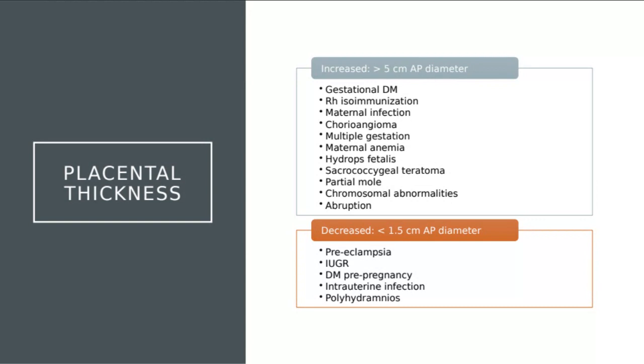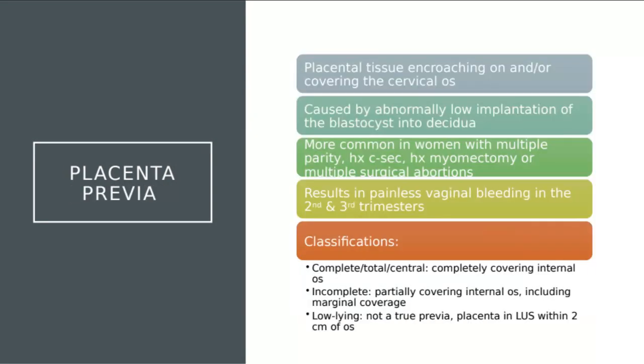If we have a really thin placenta, we need to worry about other things. We need to worry about IUGR, intrauterine growth restriction, diabetes pre-pregnancy. Also, any intrauterine infection, polyhydramnios, if we have way too much amniotic fluid in there, and then also preeclampsia. So that's a very concerning maternal condition that is associated with uncontrollable high blood pressure.